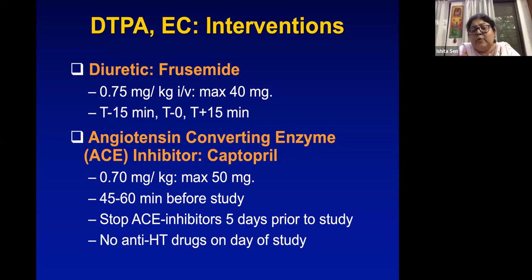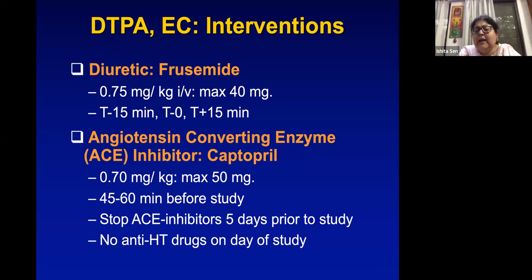Now there are various protocols which can include giving the Lasix at the 15th minute, which is kind of the middle of the dynamic study. It can be given at T0, which is basically the time at which the tracer is being injected, and T minus 15, which means 15 minutes prior to actually starting the study. Now, there are pros and cons of each of these techniques.